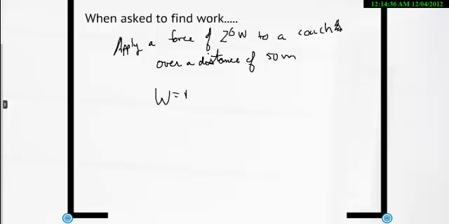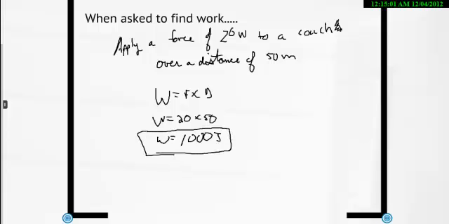Then work equals force times distance. Work equals 20 newtons times 50 meters. Work would equal 1,000 joules. Remember to make sure that our units are newtons for the force, meters for the distance.